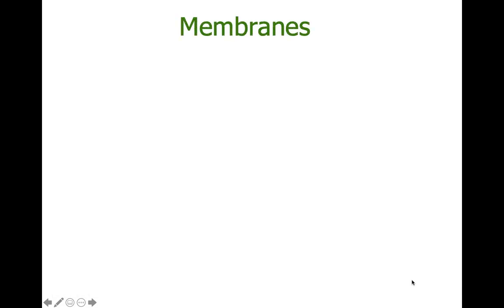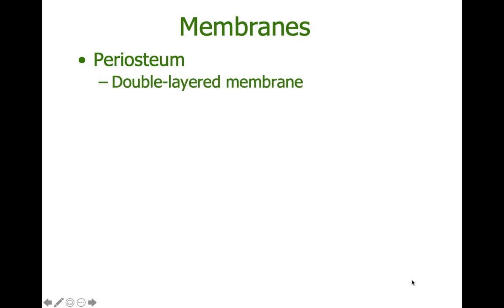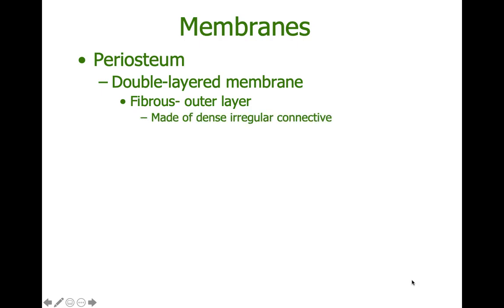Next, we look at our membranes. These are going to be membranous tissue that surrounds the bone itself. We're going to start with the superficial most layer, and that's going to be the periosteum. It is a double-layered membrane, which means it's going to be made up of two membranes. The outermost layer is referred to as the fibrous layer. It's going to be made up of dense, irregular connective tissue.